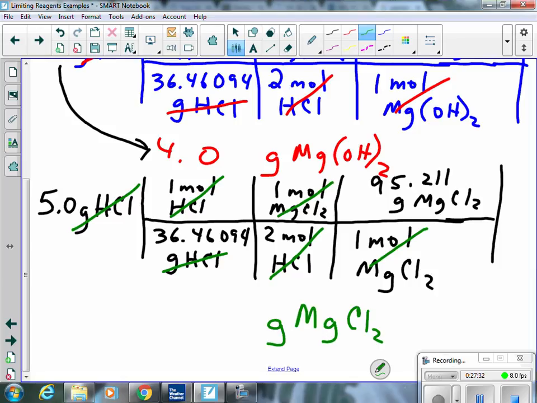And I'm going to use 2 significant figures. I come up with 6.5 grams of magnesium chloride.